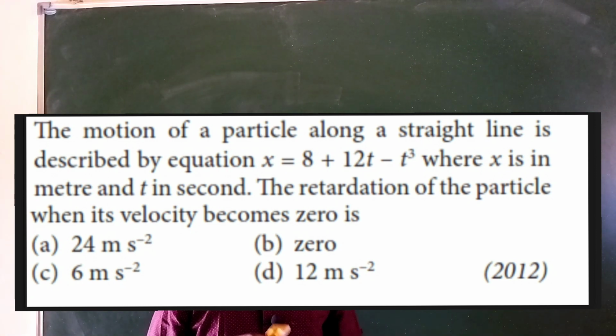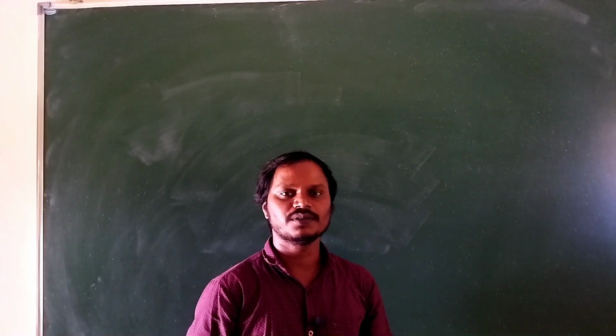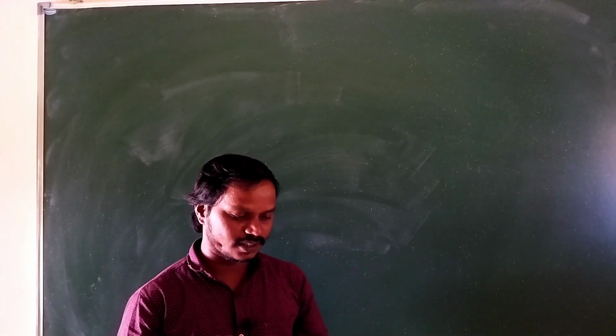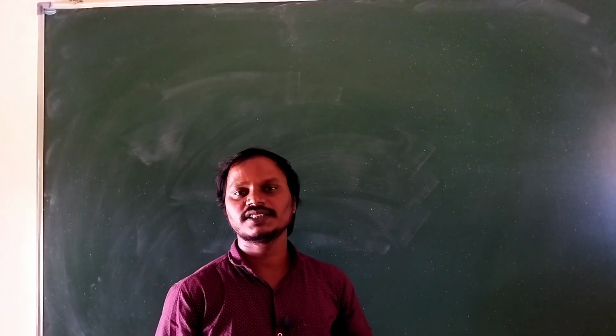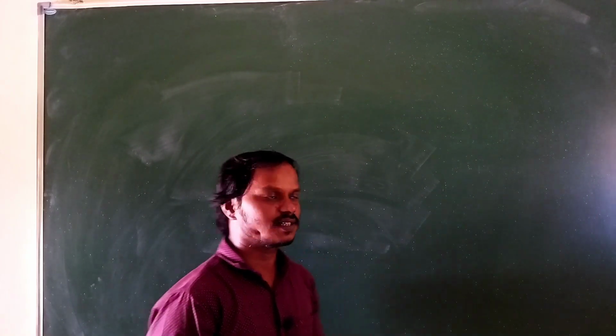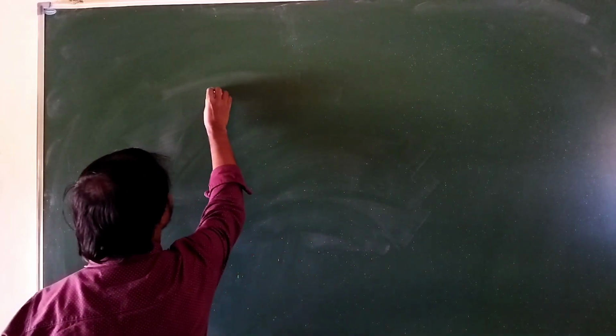If the velocity decreases, then it is called retardation. If the velocity increases, then it is called acceleration. Okay. Now, what we have to find? We have to find the retardation, which is negative acceleration. Retardation means negative acceleration here. See here. Solution.